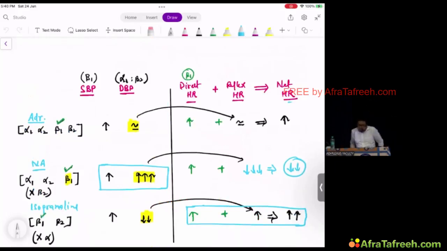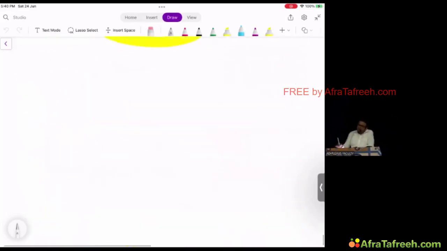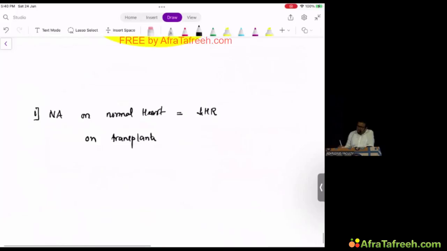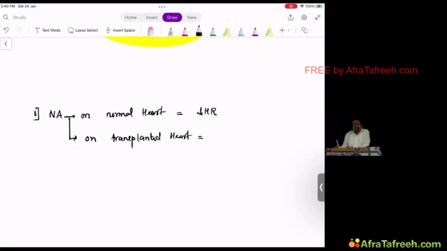So now we will write a few points. Number 1 point, Na on a normal heart causes bradycardia. Na on an individual with a transplanted heart. Now what will it cause? The reflex pathway is broken, but the direct action remains: tachycardia.